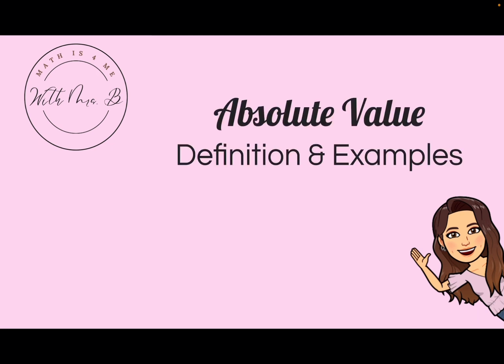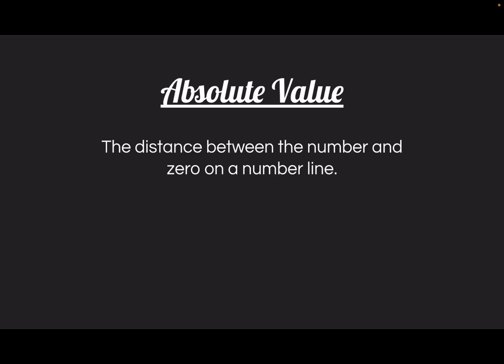Today it's going to be a pretty straightforward video. It's going to be about absolute value with the definition and a few examples. Let's start off with the definition. This is just the distance between the number and 0 on a number line. And since it's distance, it's always positive.